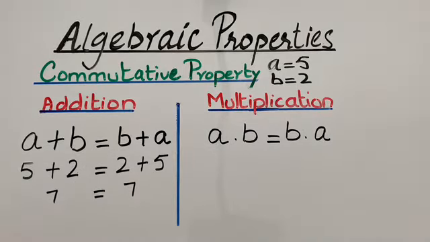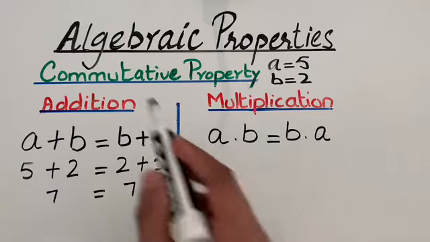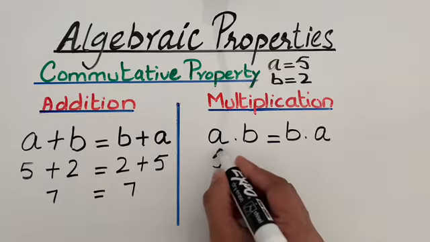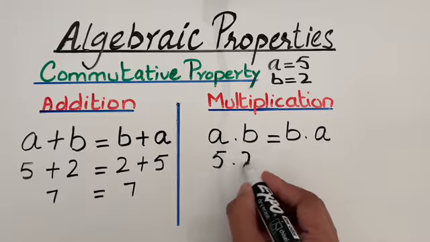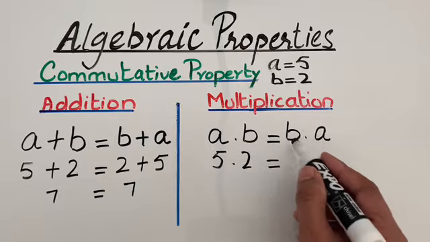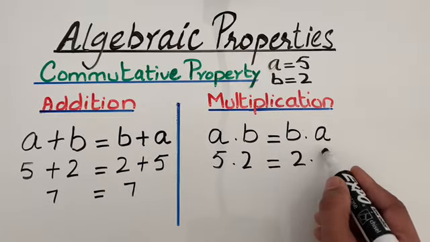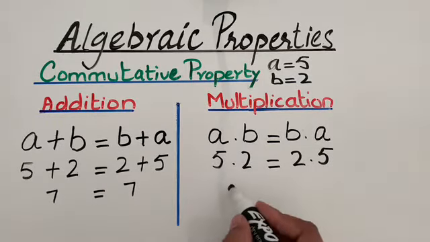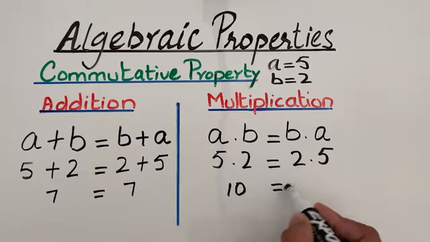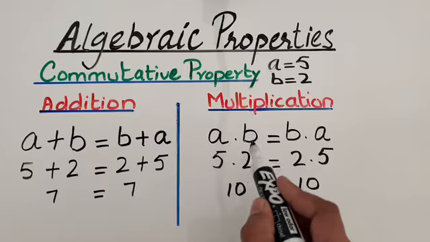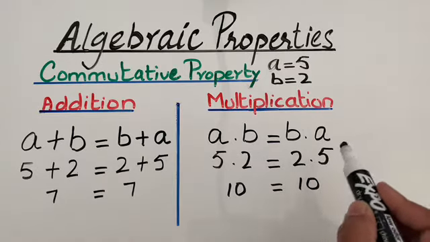Let's substitute the values of A and B over here and see how the commutative property of multiplication works. So A is 5 and B is 2. So 5 times 2 is equal to, we can write it as B times A. B is 2 here and times A is 5. Let's solve it. 5 times 2 is 10 and 2 times 5 is also 10. So this shows the commutative property of multiplication: A times B is equal to B times A.